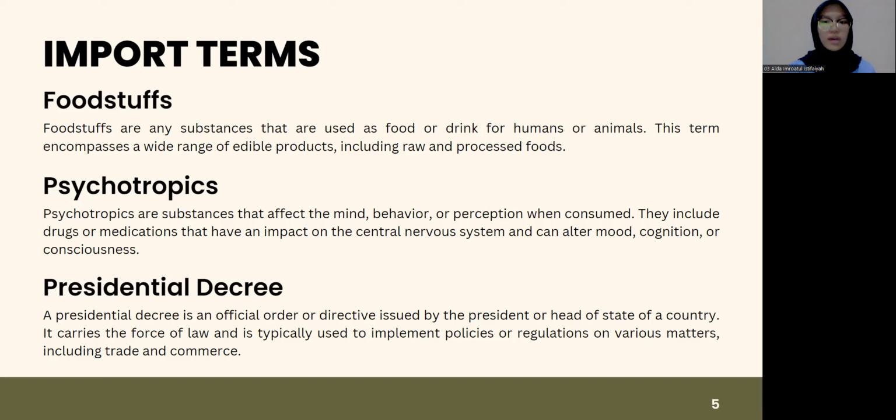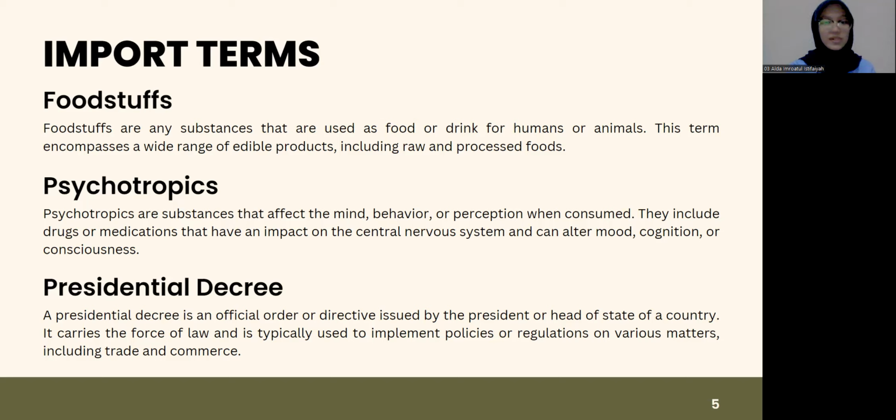And then the second one, we have psychotropics. It belongs to import terms as it refers to substances that affect the mind and behavior when consumed. And these psychotropics are substances that include drugs or medication that have an impact on the central nervous systems and can alter mood, cognition, or consciousness.